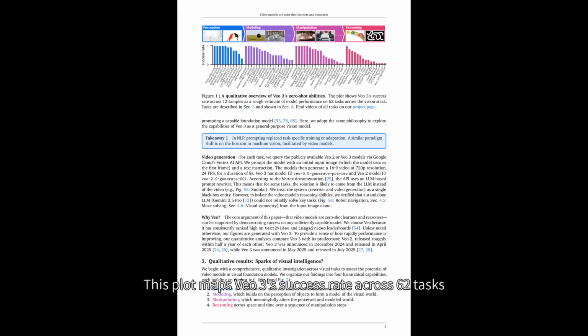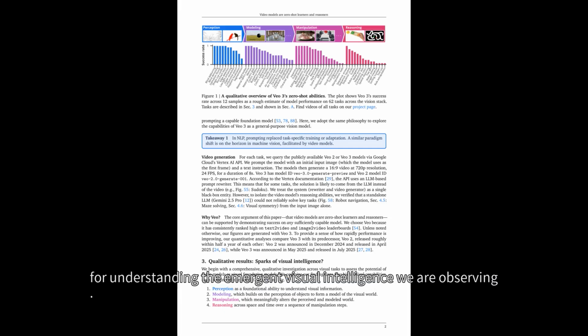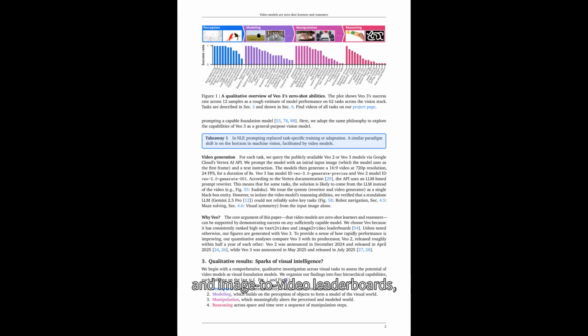This plot maps VO3's success rate across 62 tasks spanning the entire vision stack, organized into 4 hierarchical capabilities: perception, modeling, manipulation, and reasoning. These categories build upon each other, providing a framework for understanding the emergent visual intelligence we are observing. We use VO3 because it has consistently ranked high on text-to-video and image-to-video leaderboards, and we compare it to its predecessor, VO2, to gauge the rapid pace of improvement.